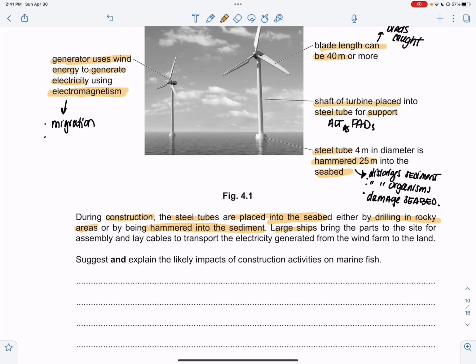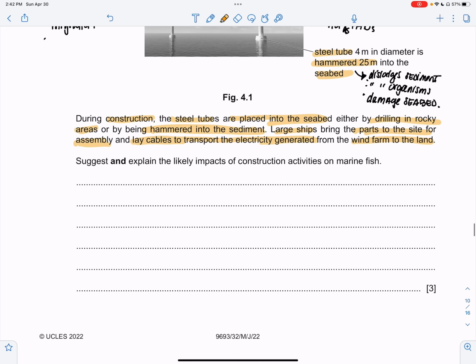Large ships bring the parts to the site for assembly. They lay cables to transport electricity generated from the wind farm to the land. And the cable laying could also cause disruption in the seabed, like directly, or organisms that live there. 3 marks.